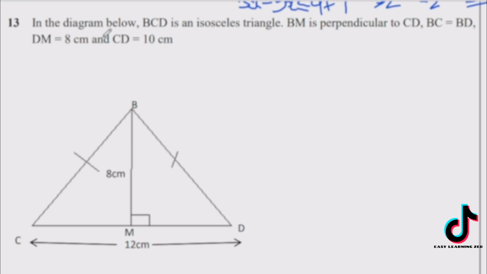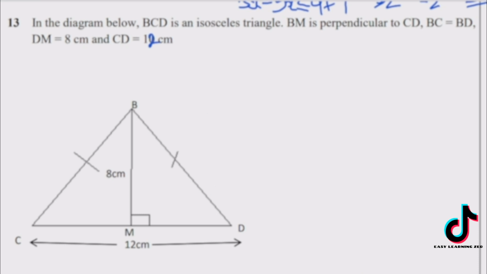Okay, and CD is equal to 10 centimeter. This question is not well labeled. This is BM, shouldn't be DM. This should be BM is equal to 8 centimeter. So this is the line that is 8 centimeter. And if it's CD, we are talking about CD should be 12 centimeter, not 10. Okay, here they should be 12 centimeter.